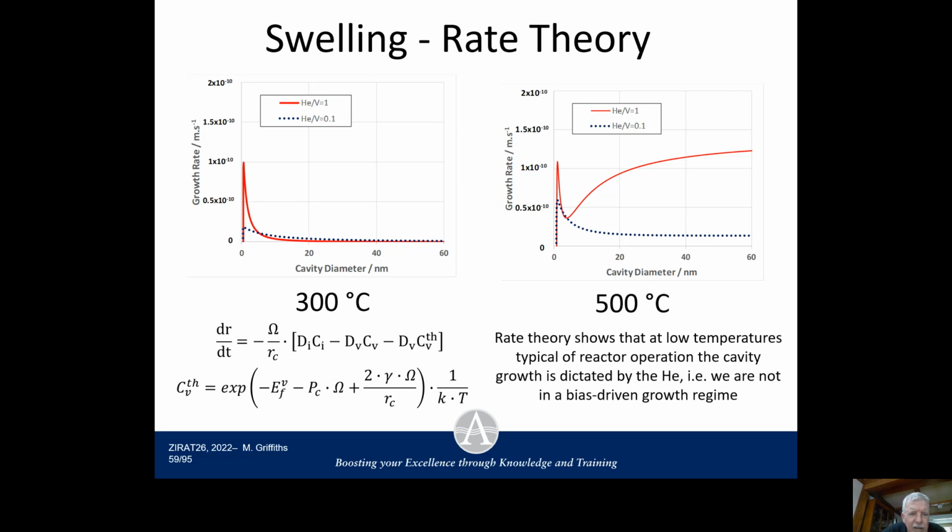So if you have a high helium to vacancy ratio and have a low temperature, it doesn't really matter too much. You still get mostly small cavities. Whereas if you have a high helium to vacancy ratio in the cavities, then the growth rate can take off at higher temperatures. At higher temperatures, you're in what's called a bias-driven swelling regime, in which case you can get a bimodal distribution. You can get large cavities growing at a certain rate and small cavities growing as well.